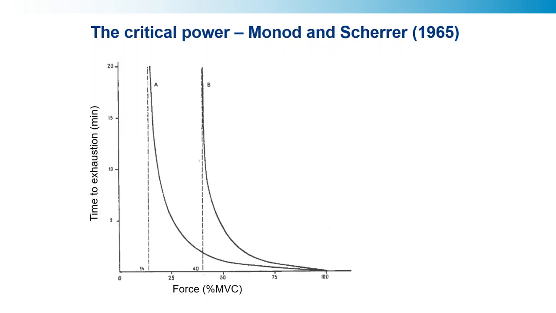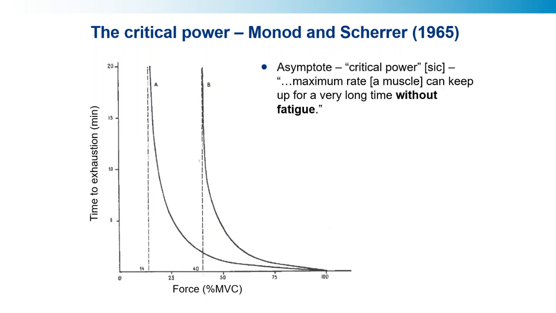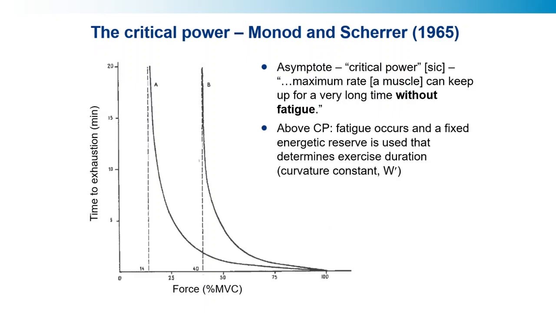they were measuring force. And they called the asymptote critical power, being the maximum rate a muscle can keep up for a very long time without fatigue. And the emphasis there is mine, because we now know that's not true. First of all, it's not a power, it's a force. And secondly, we know that exercise performed below critical power is associated with fatigue. So we've got to be very careful with how we actually express this relationship.